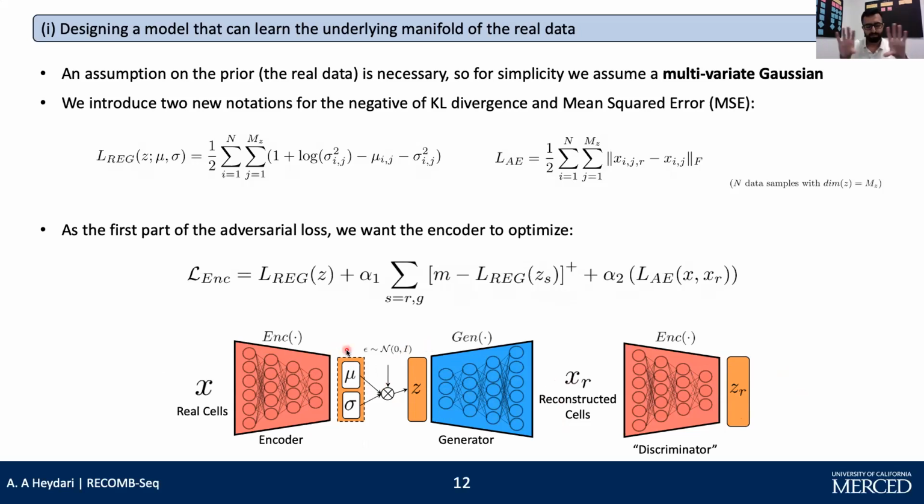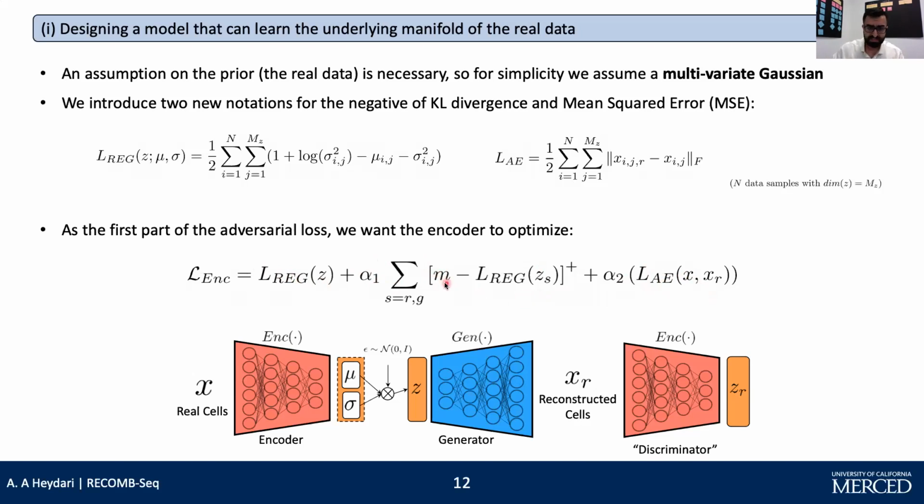So that's the broad idea of why we want to recycle this encoder as a discriminator. And this is where the first part of the adversarial loss comes in. We're looking at these two components: this LREG, which is the negative of the KL divergence, and this LAE, which is the autoencoder loss, so the MSE. These are just what you would expect to see in a vanilla VAE model. But this additional component is the first part of the adversarial loss that we're defining.